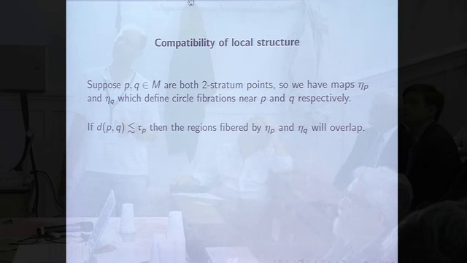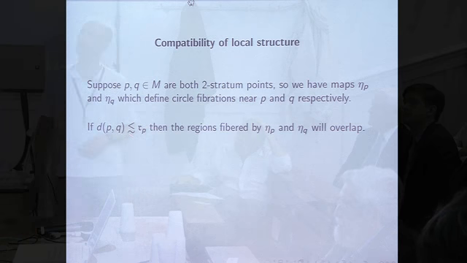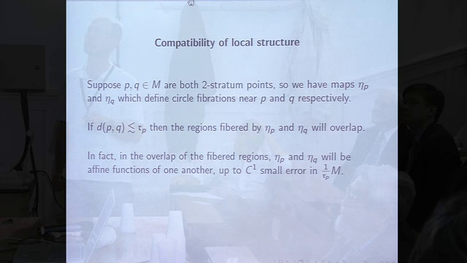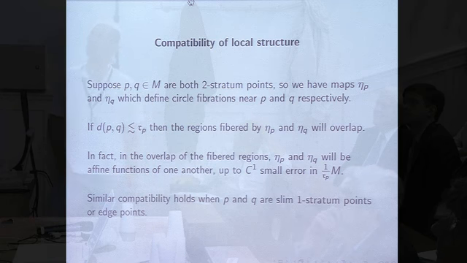Suppose these two points are reasonably close. So let's say the distance from p to q is at most some constant times the scale at p. Then the regions associated with p and q, the fibrations, are going to have overlapping domains. And in this case, the two maps will be compatible in the sense that eta p and eta q will be affine functions of one another up to C1 small error if you measure it in this rescaled manifold. Okay? So you have similar compatibility holding when p and q are both stratum points or edge points, and also you have compatibility between points with different strata.